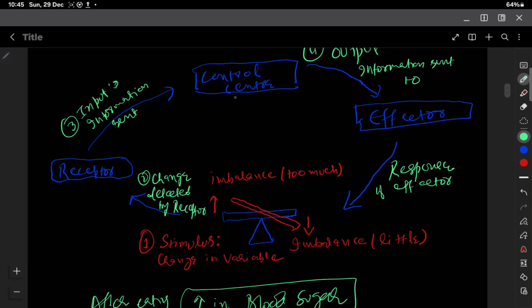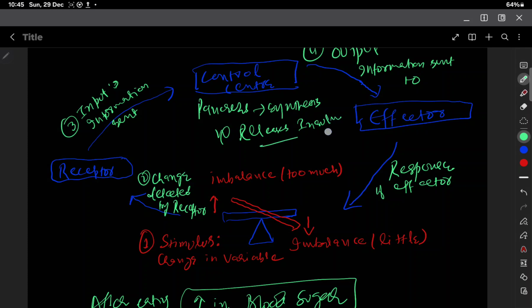So what will happen in the control center? Those cells will assess the situation, which means the pancreas will synthesize and release insulin. Then this will be sent to the effector. And what will be the effector?